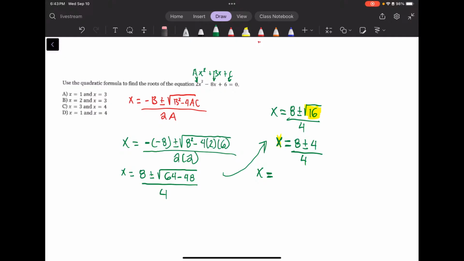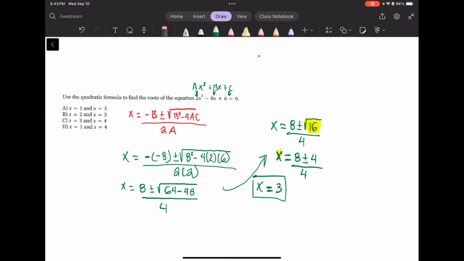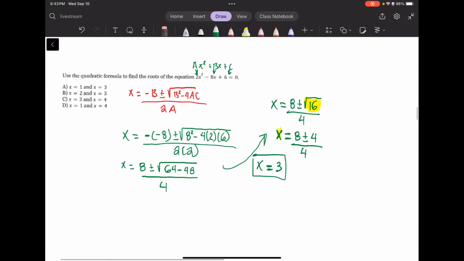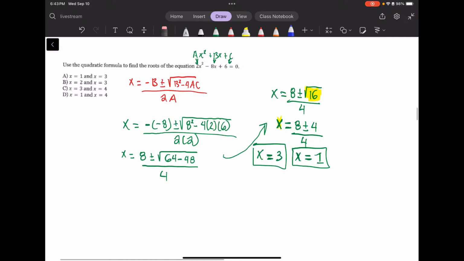So when we simplify our answer, the first x is 8 plus 4, which is 12. 12 divided by 4 means x is equal to 3. And then for the second choice, we have 8 minus 4, which is 4. 4 divided by 4 is just 1. So the second x is equal to 1. So this is how we would solve if we were dealing with the quadratic formula. But if it was me, family, this is the best way I would tell you guys to solve it.